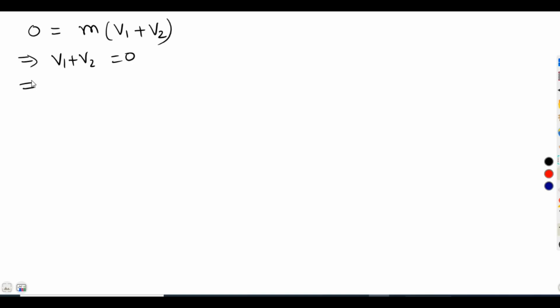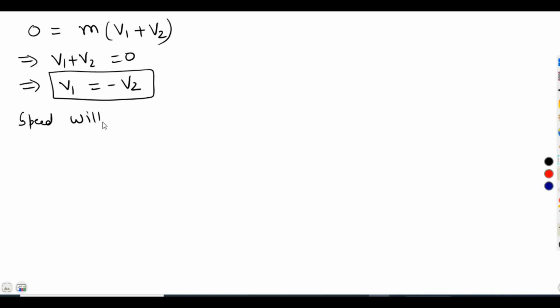It means both the objects have the same speed but reverse direction. Speed will be the same, velocity will be different, in the reverse direction. That's why the sign is negative. So we have got one relation, that both the objects have the same speed, but we have to find the magnitude of that also. For this we can apply conservation of energy also.